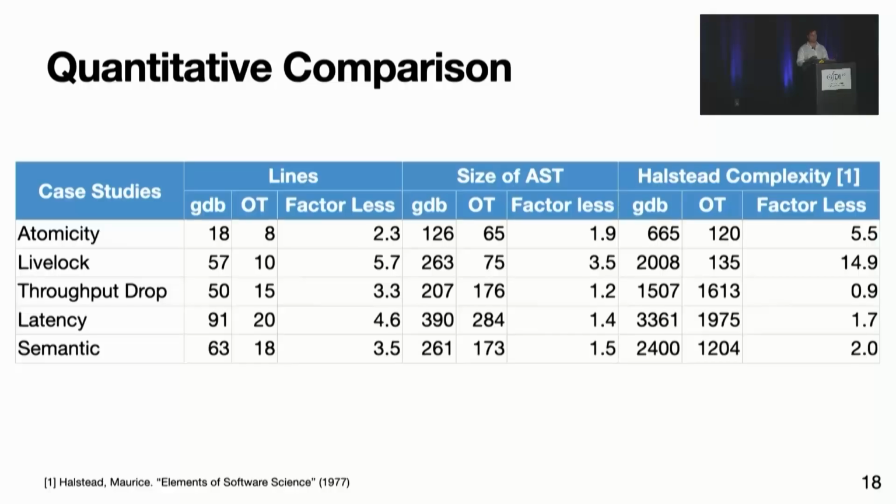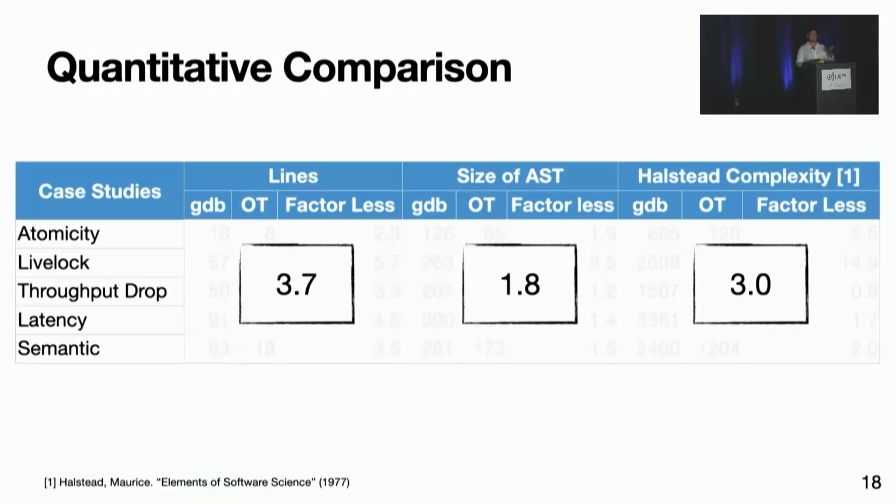The OmniTable improves complexity across all metrics. Here I'm showing you the geometric mean of the improvement. And most notably, we estimate that the OmniTable queries can be written correctly 3 times faster than current tools that you're probably used to using.